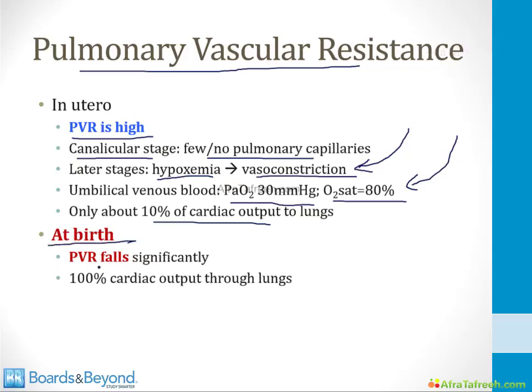After birth, the pulmonary vascular resistance falls significantly and the shunts close, and at this point, 100% of the cardiac output will go through the lungs in the baby, just as it does all through life. And I talk about this in much more detail in the cardiology videos on cardiac embryology. And that concludes our video on pulmonary embryology.